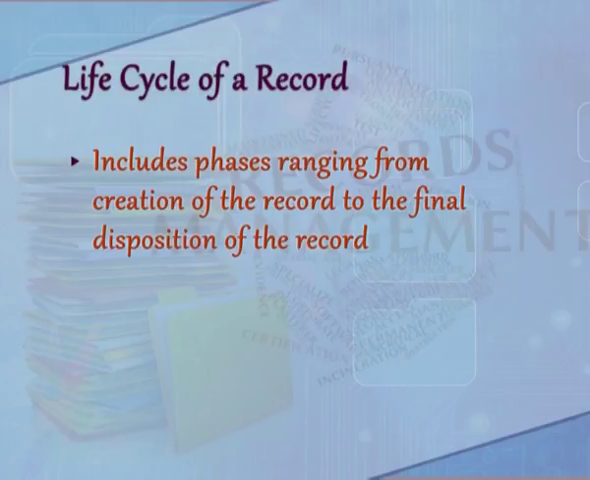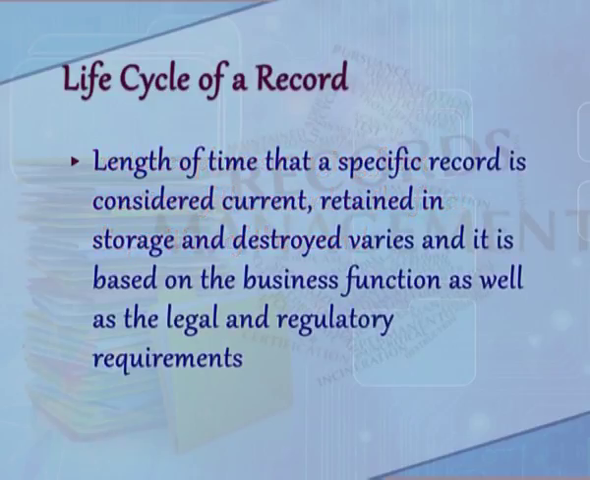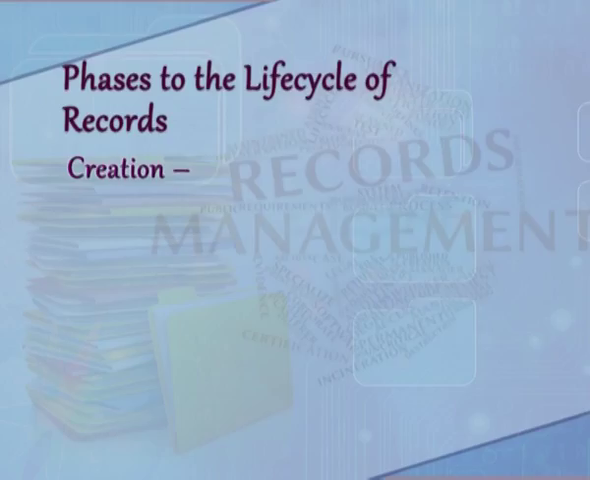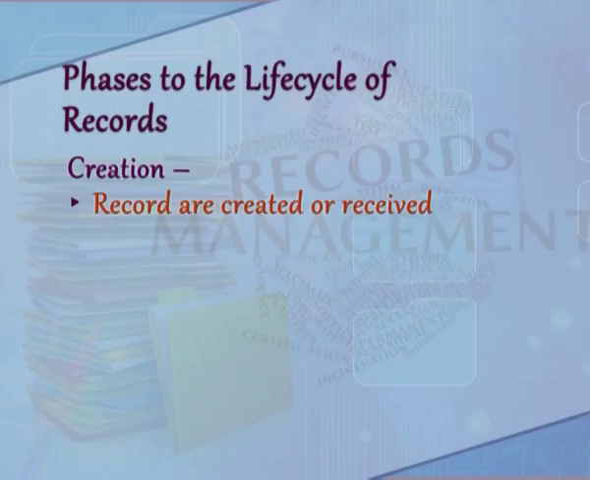Next we come to a very important topic: the life cycle of a record. What is the life cycle of a record? Do you know? Like a human life, a record also has a life cycle. A core concept of record management is the life cycle of a record. The life cycle of a record includes phases ranging from creation of the record to the final disposition of the record. The length of time that a specific record is considered current, retained in storage and destroyed varies, and it is based on the business function as well as the legal and regulatory requirements. There are 4 phases to the life cycle of records. First is creation. Creation is the first stage in the life cycle of a record, when records are created or received.